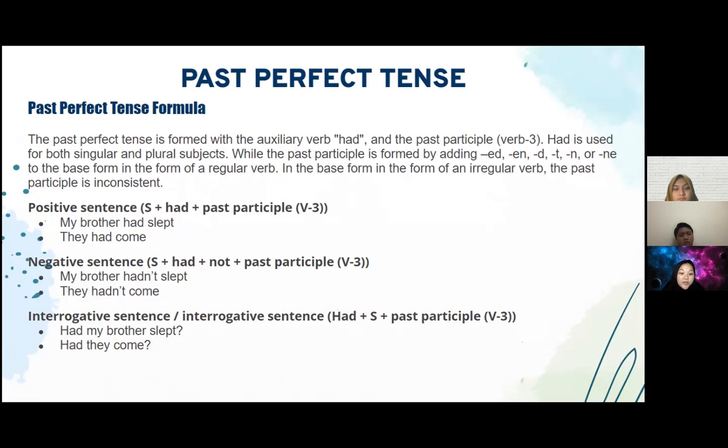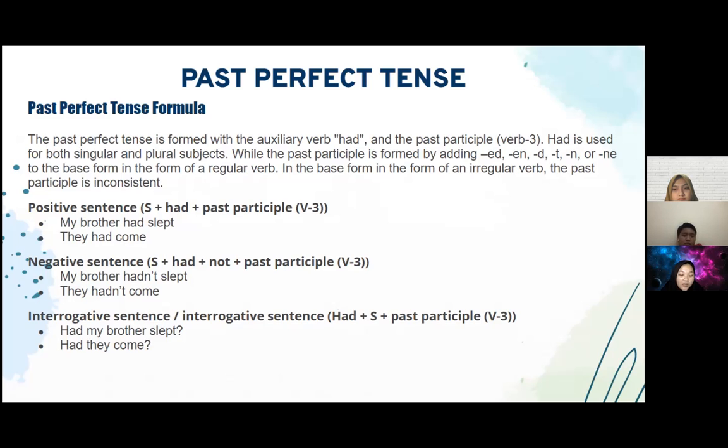The first, positive sentence, is subject plus had plus past participle, verb three. Example, my brother had slept. And two, they had come. So the negative sentence is subject plus had plus not plus past participle, verb three. And so, my brother had not slept. And two, they had not come.